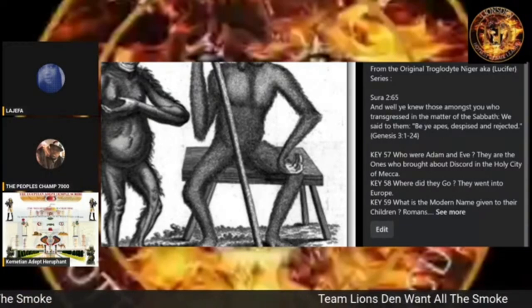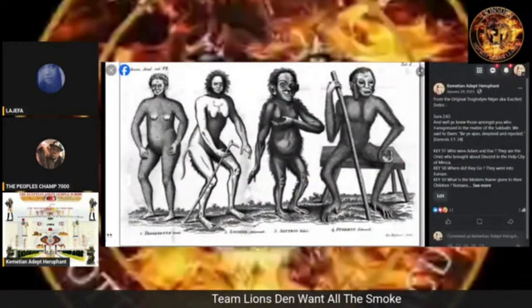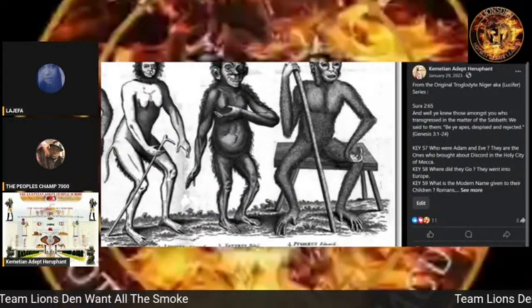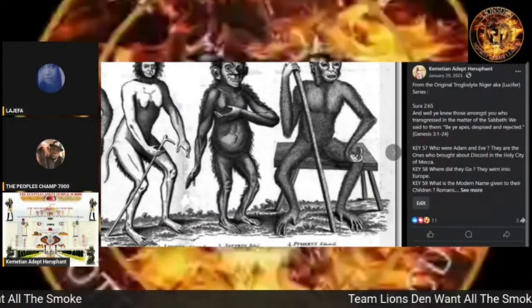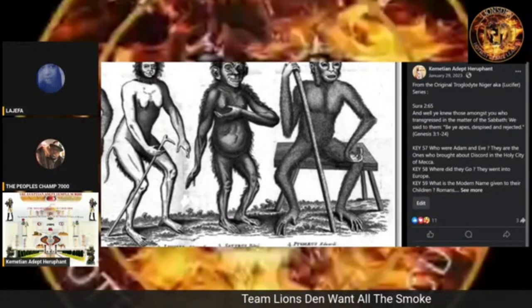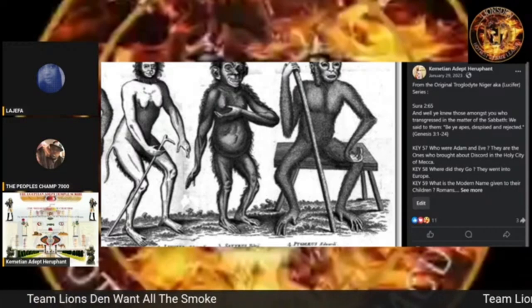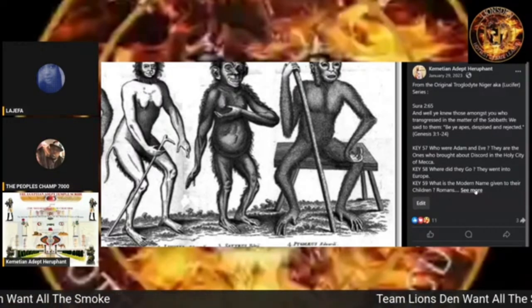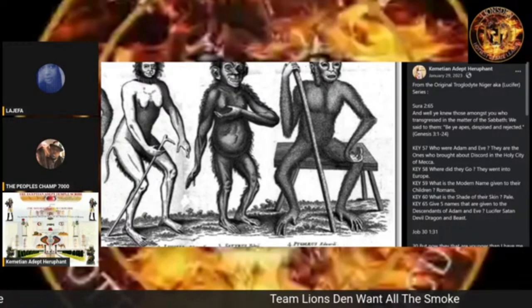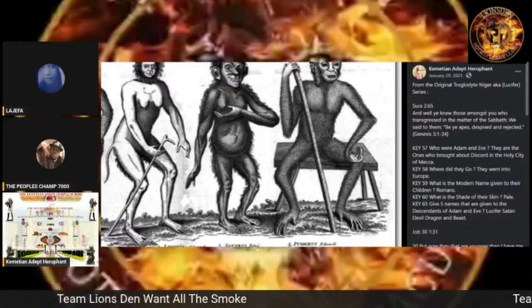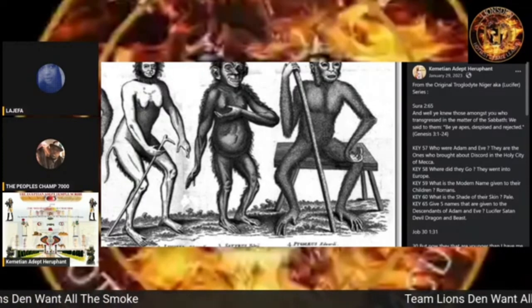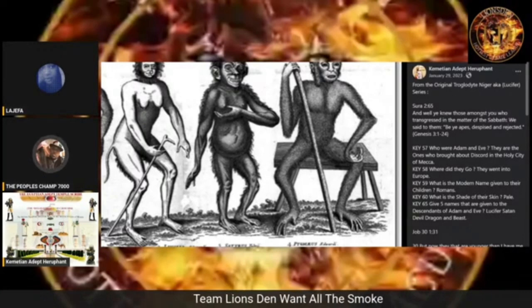Now look at that. So they violated the Sabbath according to the Quran, and they was turned into apes and pigs. That's what the Quran said. So in the Moorish Holy Quran, this is the question. This is our questionnaire. Who were Adam and Eve? They are the ones who brought about discord in the holy city of Mecca. Where did they go? They went into Europe. What is the modern name given to their children? Romans. What is the shade of their skin? Pale. Give 5 names that are given to the descendants of Adam and Eve. Lucifer, Satan, devil, dragon, beast.